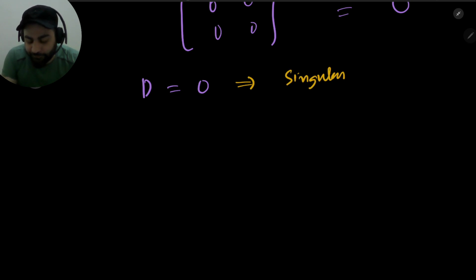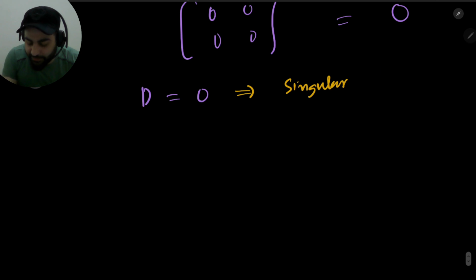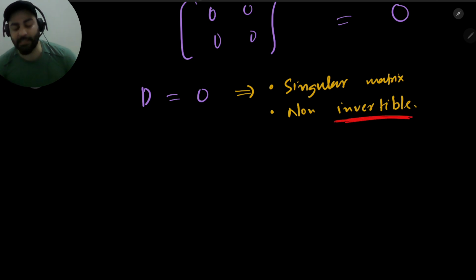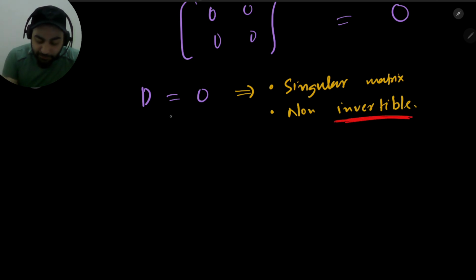If the determinant is equal to 0, such matrices are called singular matrices. And they are also non-invertible. I'll say what this word invertible means. Just pause here for a second. But just remember this: determinant 0 means that two things can happen.